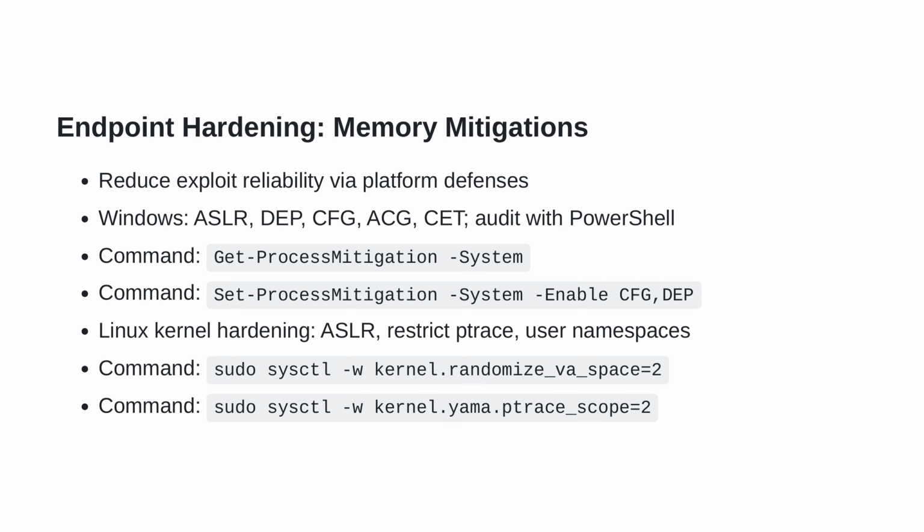On Linux, turn on kernel hardening knobs. Ensure full ASLR with sudo sysctl -w kernel.randomize_va_space=2. Reduce live process snooping and code injection by limiting ptrace with sudo sysctl -w kernel.yama.ptrace_scope=2. Consider how user namespaces are used in your environment. They provide isolation benefits, but can expand the attack surface if broadly enabled for untrusted workloads. Apply these settings persistently via your sysctl configuration so they survive reboots.